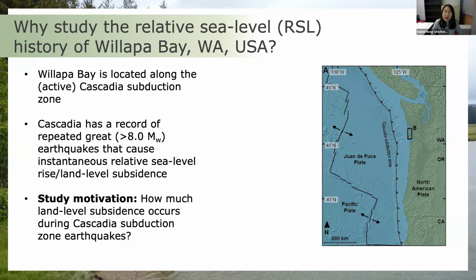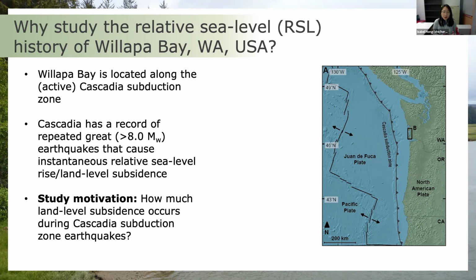And Cascadia has a record of repeated great earthquakes that cause instantaneous relative sea level rise, or if we were to think about it from a land record perspective, instantaneous land level subsidence. And we only know this due to evidence preserved in the geologic record. Now, because the last great earthquake happened over 300 years ago in 1700, we don't have a complete understanding of these coastal hazards without investigating the geologic record.